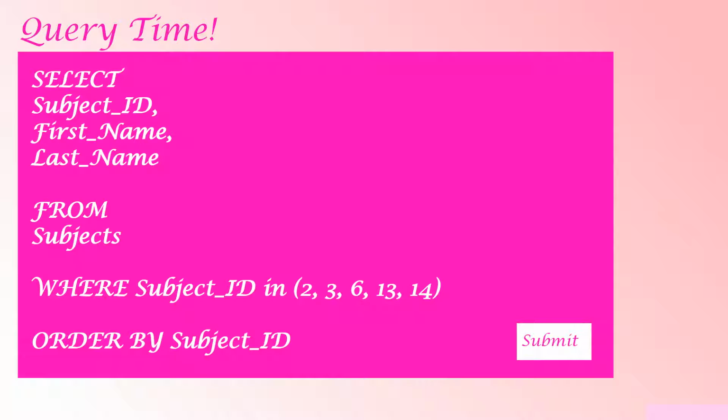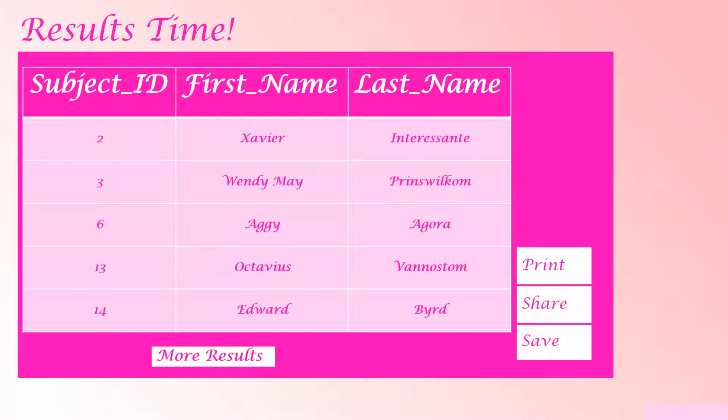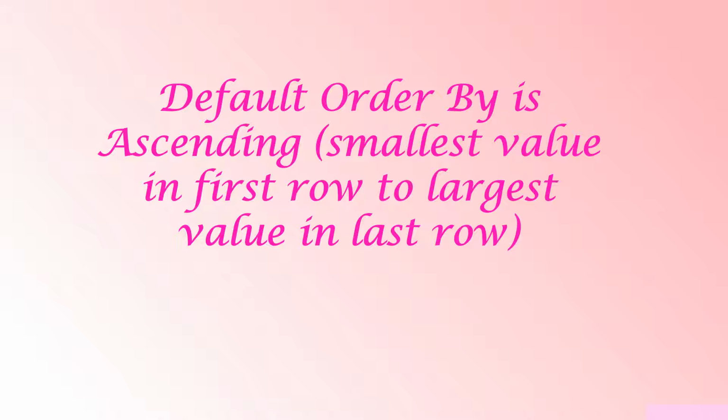If we wanted the rows to be displayed in order by subject ID, we could add the order by to the end of our SQL statement like so. So select subject ID, first name, last name from subjects, where subject ID in 2, 3, 6, 13, 14, order by subject ID. Our result set would now look like this, with the smallest subject ID on the top row and the biggest subject ID on the bottom. Notice that the default order by will be ascending, or smallest to largest.